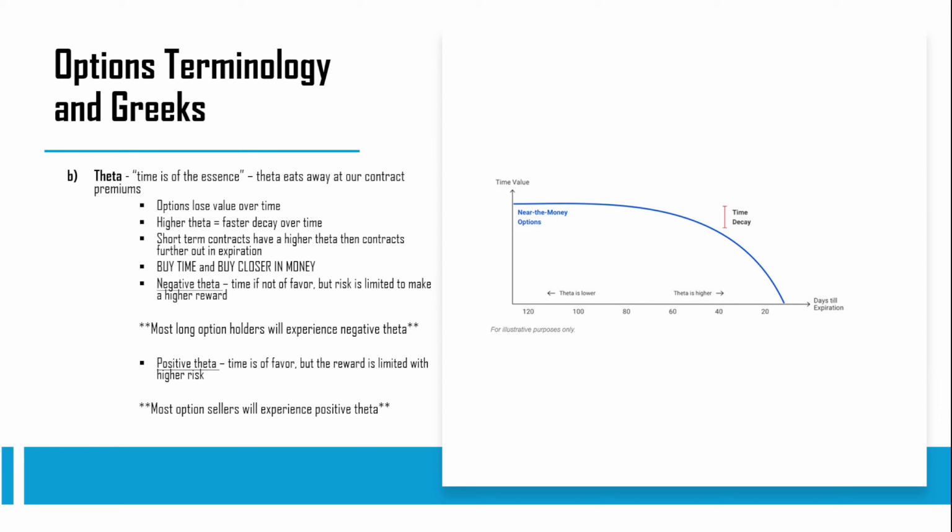And then you have theta, which I usually just say time is of the essence. Theta is just like time eating away at your contract. So options lose value over time. If you have higher theta, the faster your options decay. Usually the higher theta is when you're playing zero DTEs. That's why you don't want to play zero DTEs on choppy days when you don't have direction, or hold zero DTEs all day, because theta is just going to eat away at your premium.